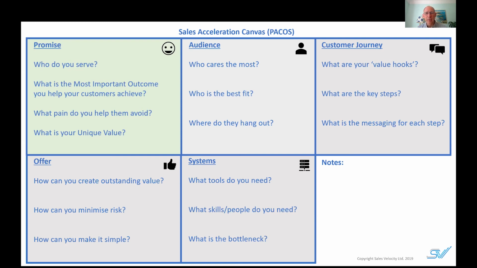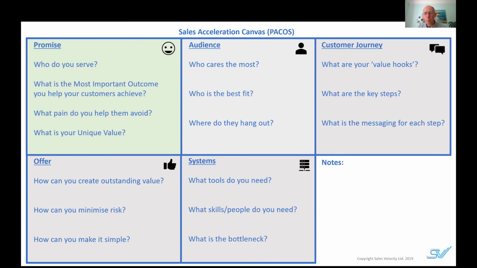The key really is to start with the customer promise, because as I said before, it's really critical to be absolutely laser focused on who you serve, which is really who you can help the most. The way to think about that is, who can we help the most?